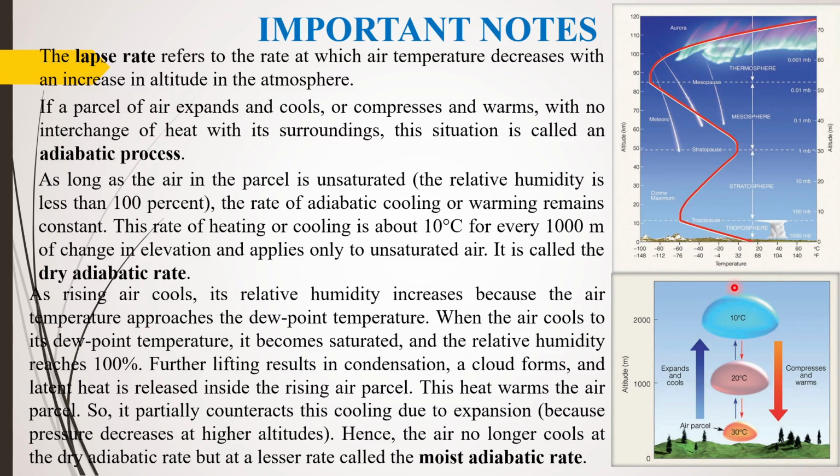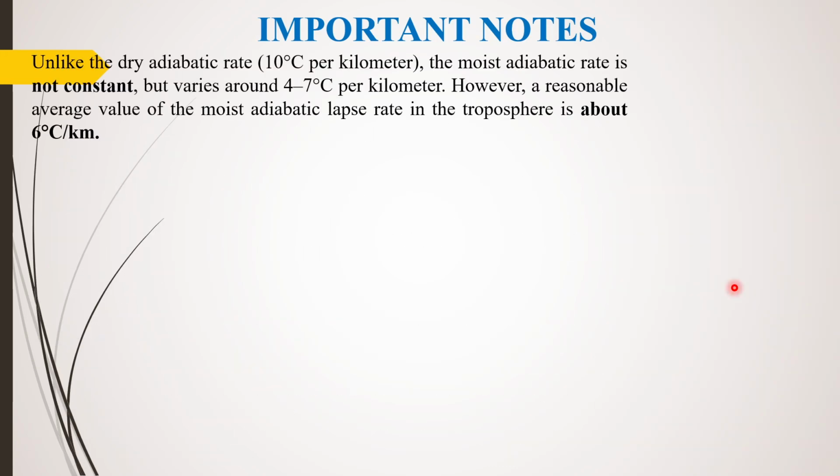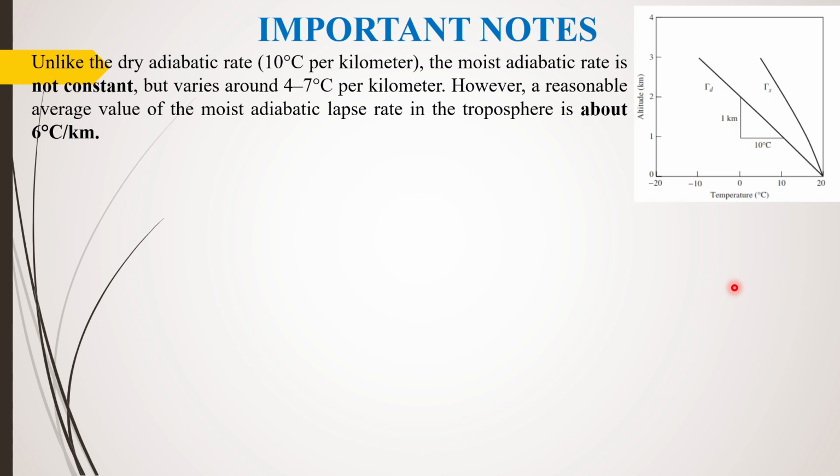So the heat partially counteracts the cooling effect, and hence the air no longer cools at the dry adiabatic rate, but at a lesser rate called the moist adiabatic rate. Unlike the dry adiabatic rate, the moist adiabatic rate is not constant but varies around 4 to 7 degrees centigrade per kilometer. However, a reasonable average value of the moist adiabatic lapse rate in the troposphere is about 6 degrees centigrade per kilometer.